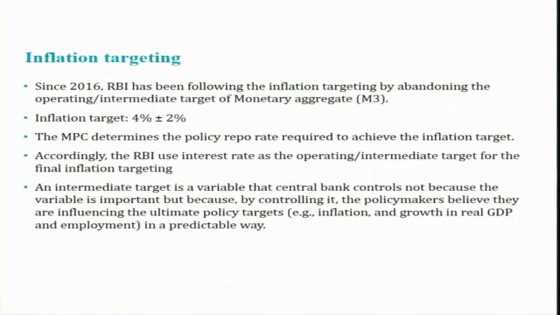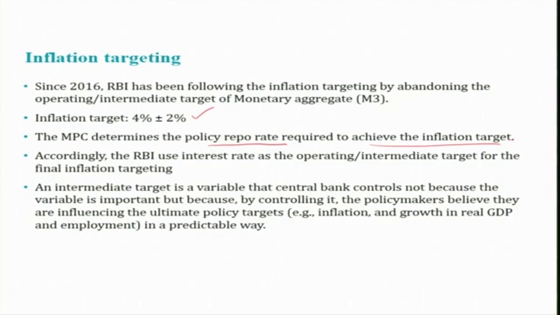We have seen that RBI has been following inflation targeting since 2016. That means RBI has been following inflation targeting by abandoning the operating or intermediate target of a monetary aggregate, that is M3. As I have mentioned earlier, our inflation target is 4%, with a lower and upper limit of 2%. Here the Monetary Policy Committee determines the policy repo rate, the rate at which commercial banks can borrow from the central bank by pledging collateral, which is required to achieve the inflation target.